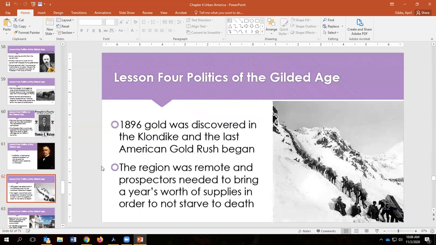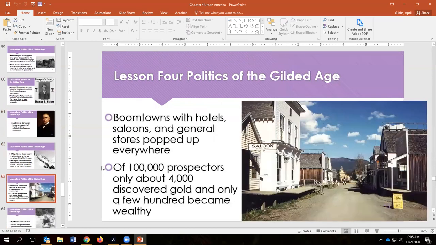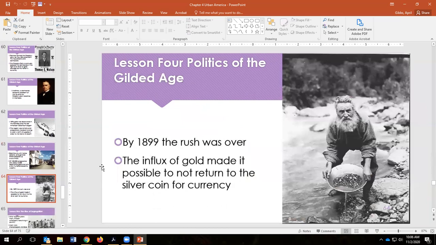In 1896, gold was discovered in the Klondike, and the last American gold rush began. The region was remote, and prospectors needed to bring a year's worth of supplies in order to not starve to death. Boomtowns with hotels, saloons, and general stores popped up everywhere. Of 100,000 prospectors, only about 4,000 discovered gold, and only a few hundred became wealthy. By 1899, the rush was over. The influx of gold made it possible to not return to the silver coin for currency.